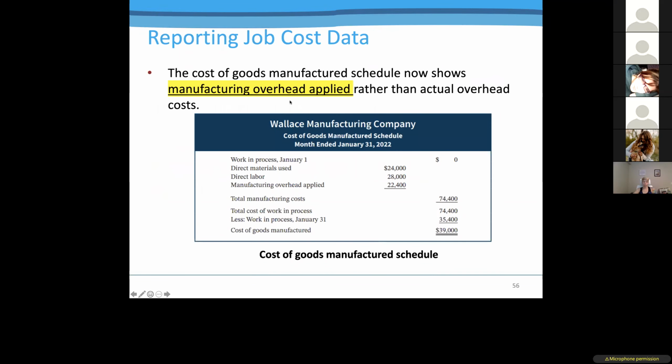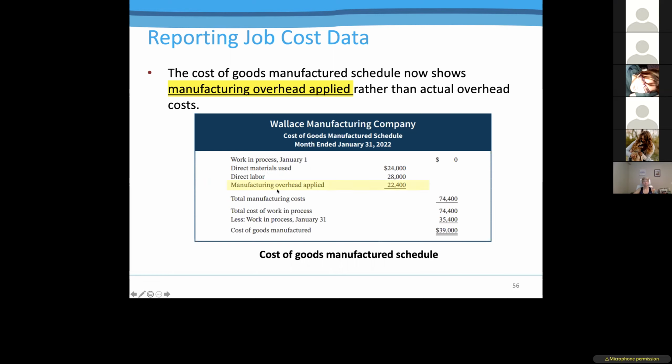Okay, so reporting job cost data. You are familiar with this cost of goods manufactured schedule, right? We even have a question in assignment 1 asking you to prepare a cost of goods manufactured schedule. Basically you have an opening balance of work in process, and then you add the 3 components of the total manufacturing cost.